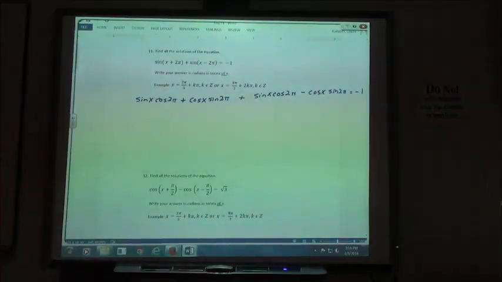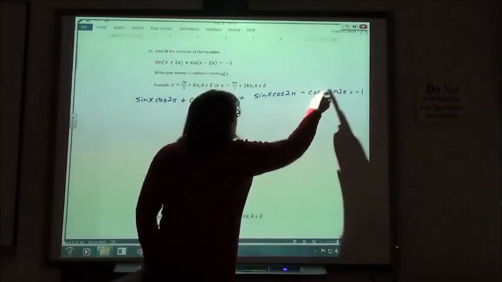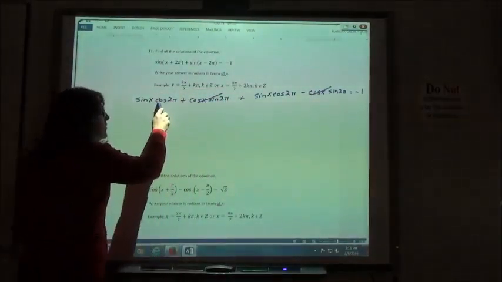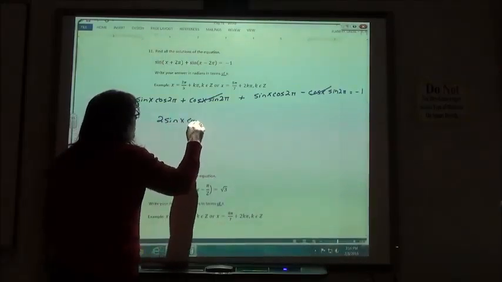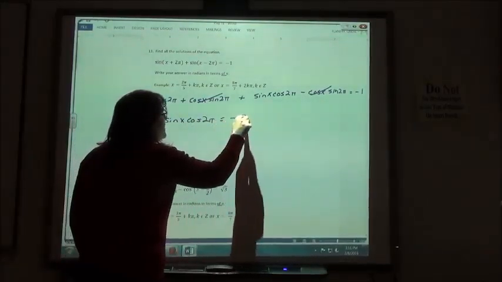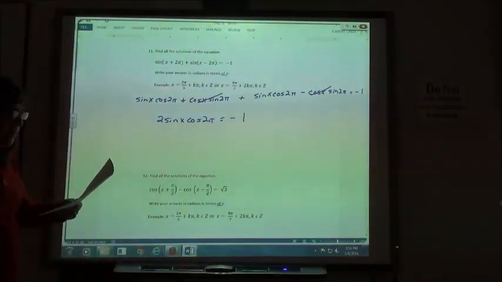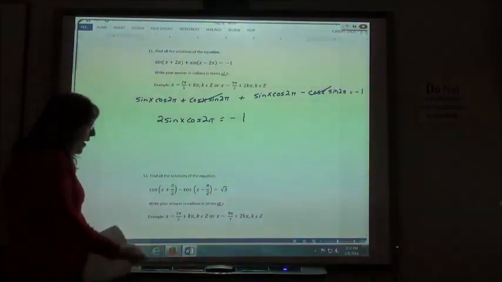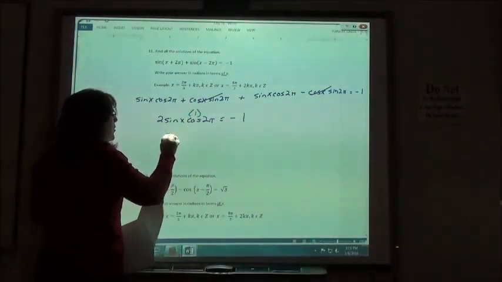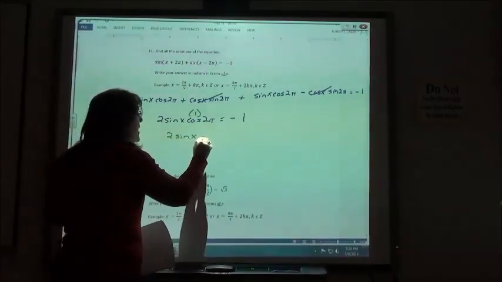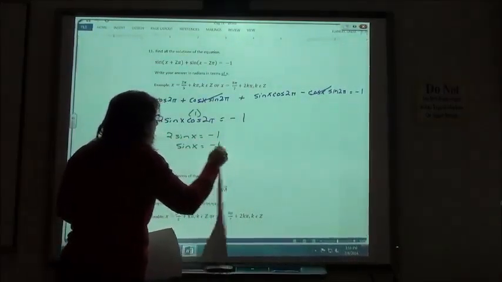Get all that in there. Looking at that, this time cosine of x sine of 2 pi is going to cancel out. These two are the same, so we're going to have 2 sine of x cosine of 2 pi equals -1. Cosine of 2 pi, we looked that up before, but if you look it up again, cosine of 2 pi is equal to 1. So we're going to put a 1 in here. So we get 2 sine of x equals -1. So sine of x equals -1/2.